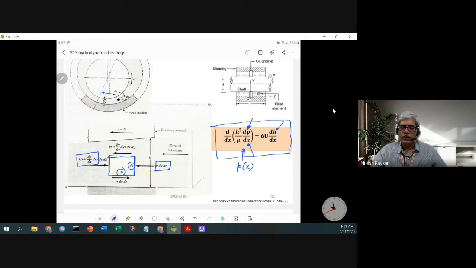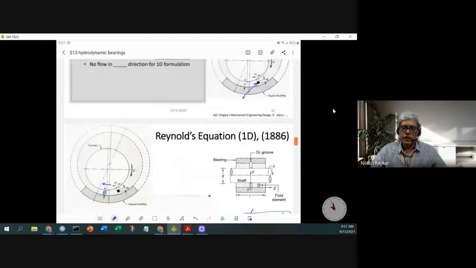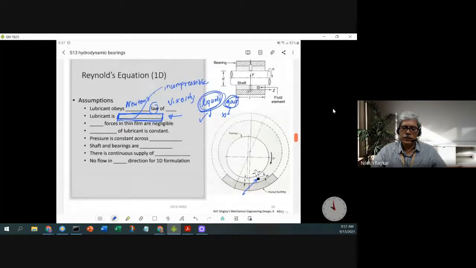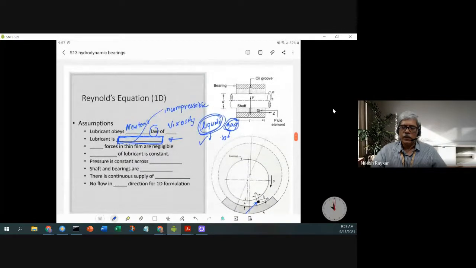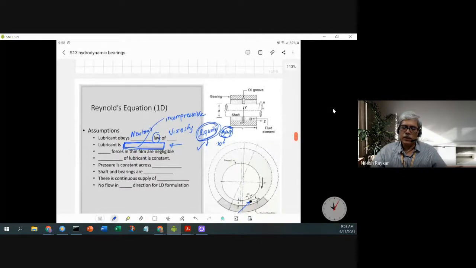The second is the viscous drag. This tau is the shear stress which gets generated in the fluid because of the viscosity. So viscous forces we are also considering. These two forces we are considering, and there is one force which we are ignoring on this particle. What that force is, I want you to tell.